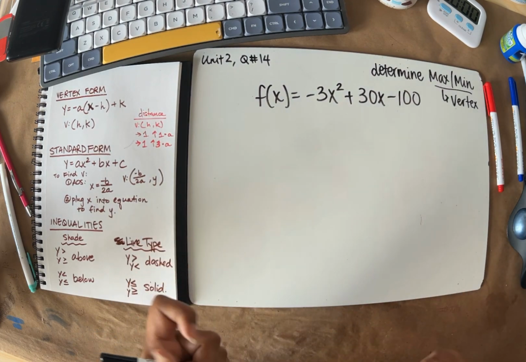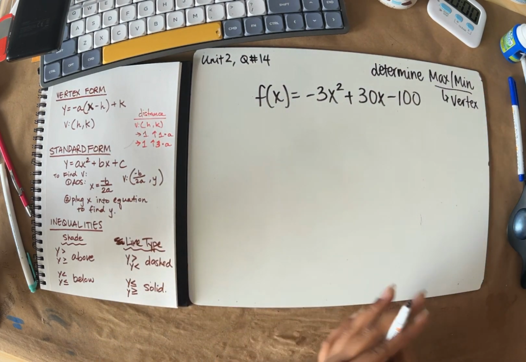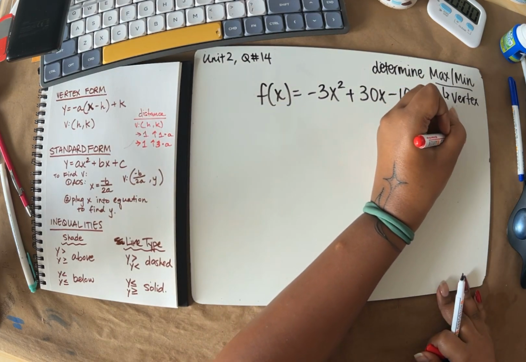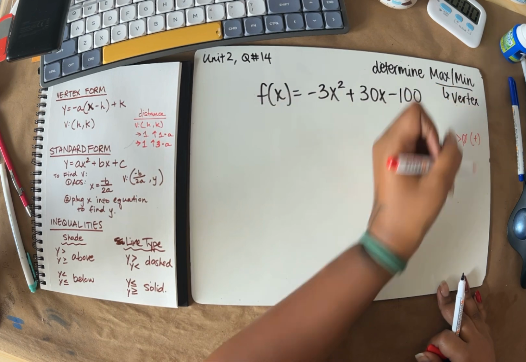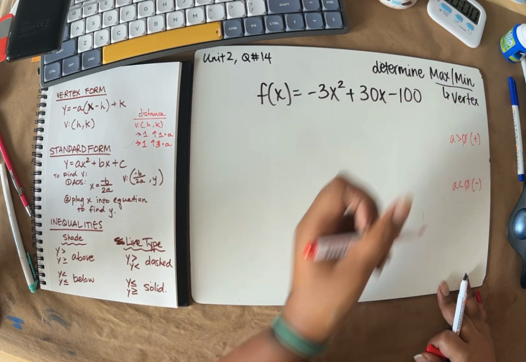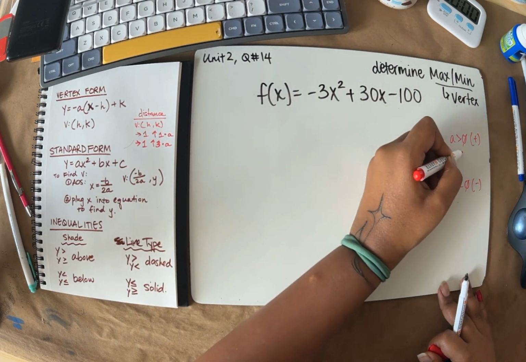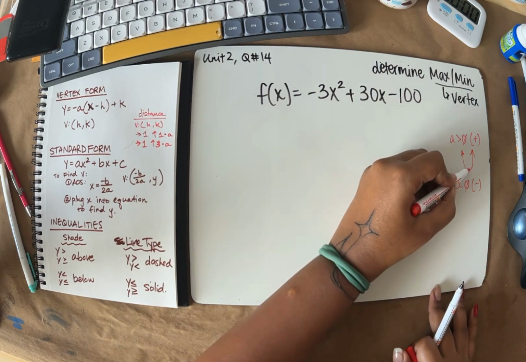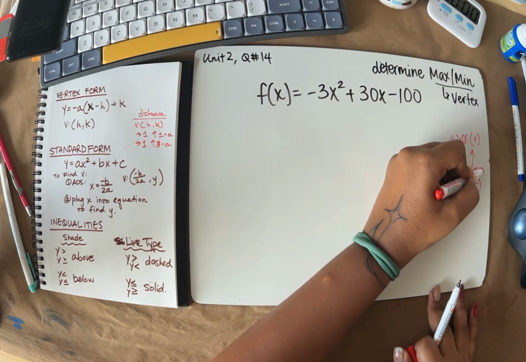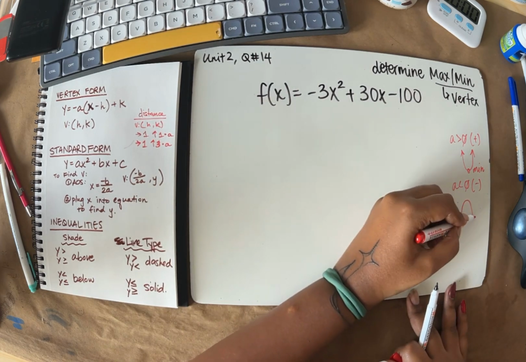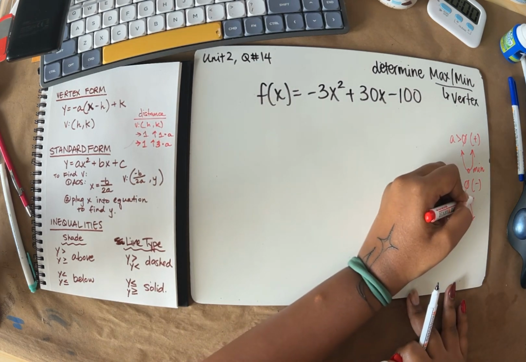A reminder that maximum and minimum is based off of whether our a value is positive, so it's greater than 0, or if our a value is less than 0 and it's negative. A positive means that the concavity of my parabola is going upward, which means I have a minimum point. And if I have a negative a value, that means I'm going downward with my parabola, so I have a maximum point for my vertex.